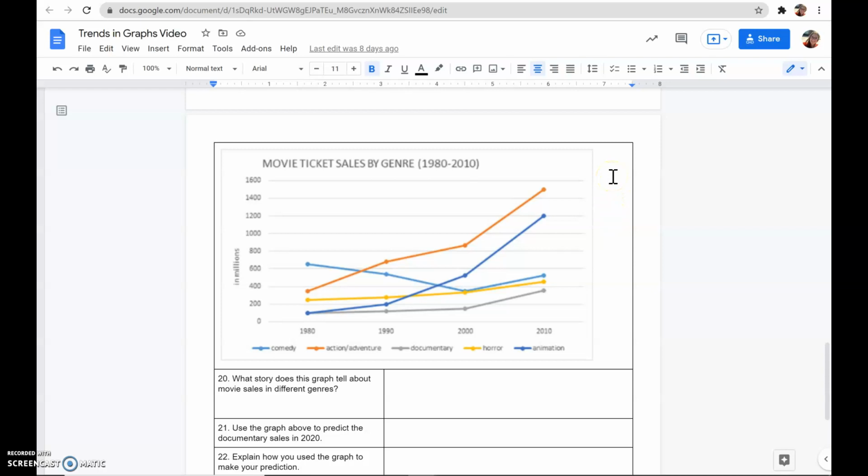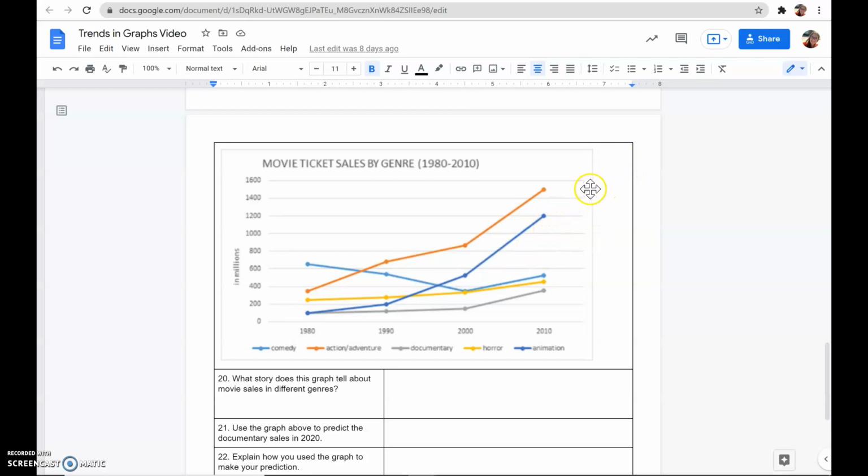Okay, so we're going to bring our cursor up to here and we need that blue animation line to extend up to here. So if we imagine it extends until we get to where we said 2020 is, it's about right here. Then we look over at our number line and we see we're above 1,600, so maybe 1,700 million ticket sales in 2020 is our estimate. Okay, that's how we predict.